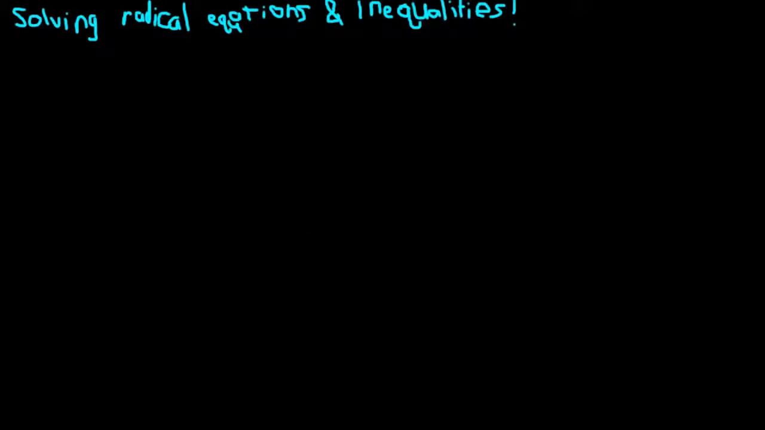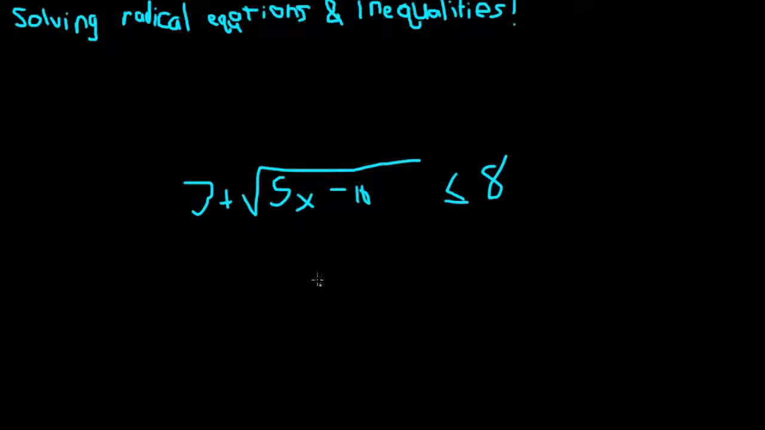So radical inequalities are a little bit different from radical equations. You're basically going to do the exact same thing for the first part. So 3 plus, we'll do a different one this time, 5x minus 10 under the radical, less than or equal to 8. Make sure you get this radical by itself. So 8 minus 3, that would be 5 over here.